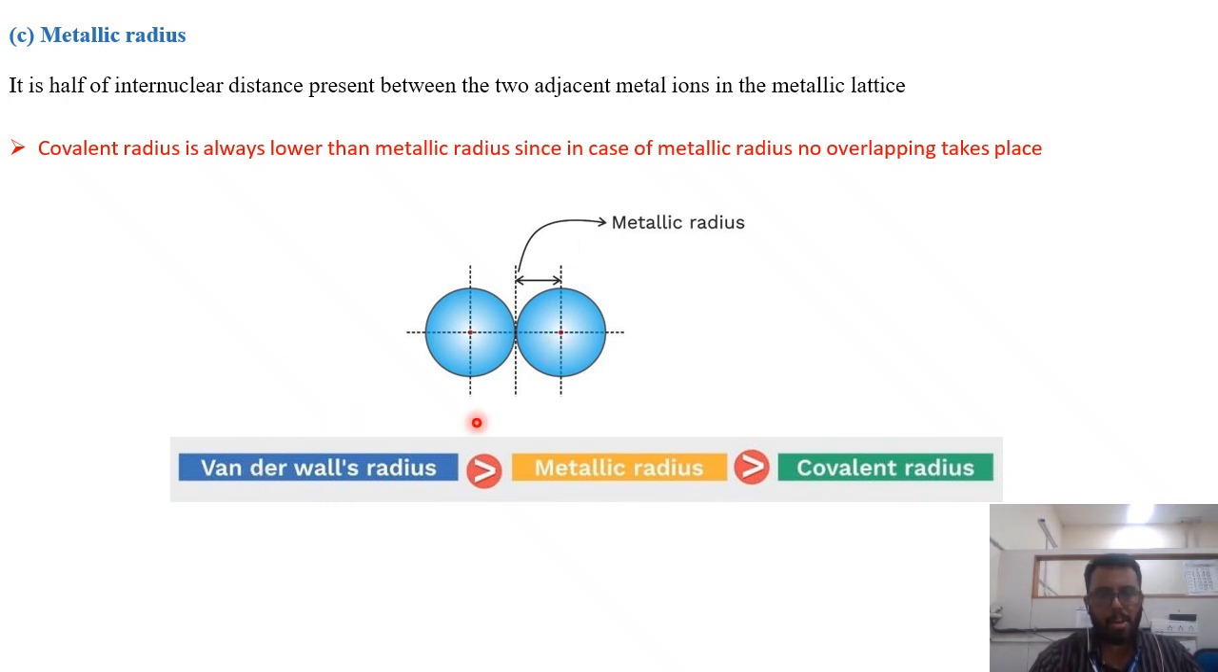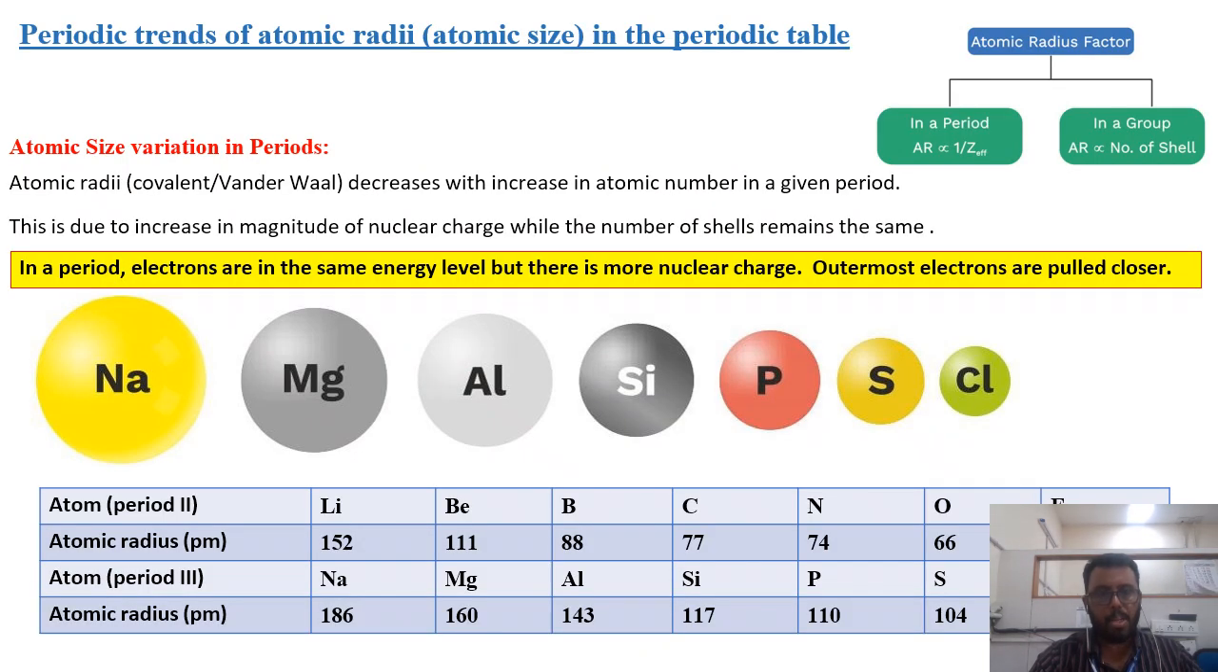So obviously the van der Waals radius will be more, followed by the metallic radius, and then the covalent radius. So we will discuss how they vary along the period and across the group. Okay, periodic trends. Atomic size variation in periods. Obviously, when you move from left to right, the atomic size will be decreasing. Atomic radii, or the covalent and van der Waals radii, decrease with increase in atomic number in a period.